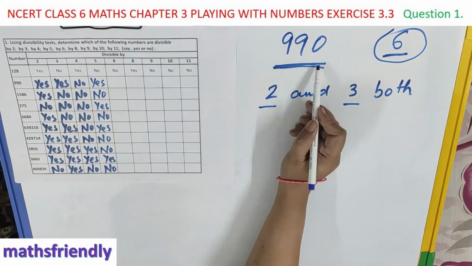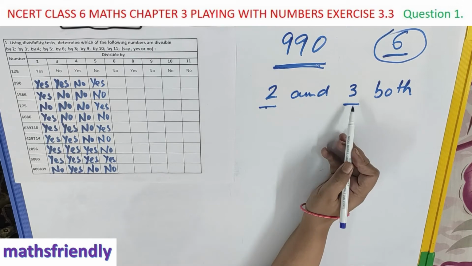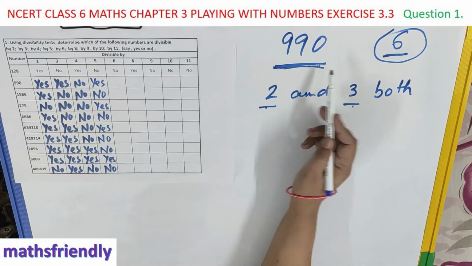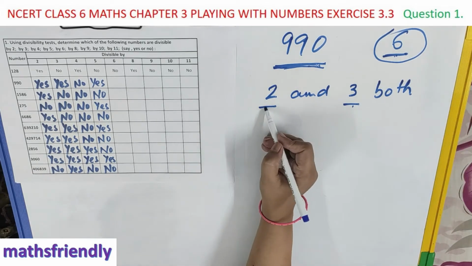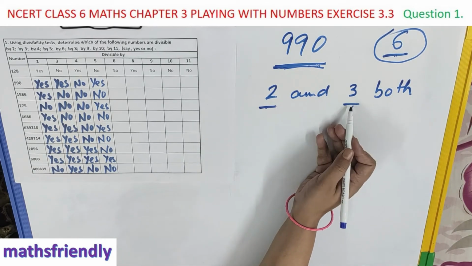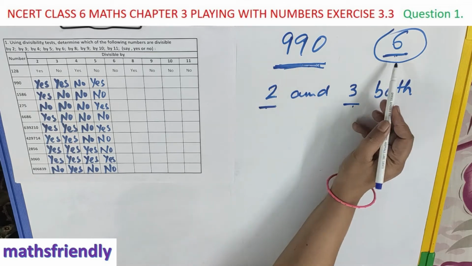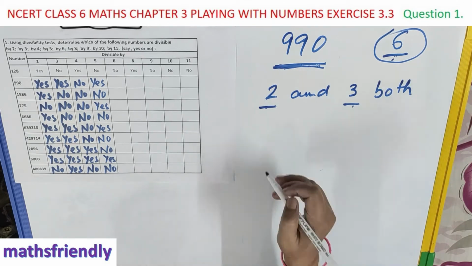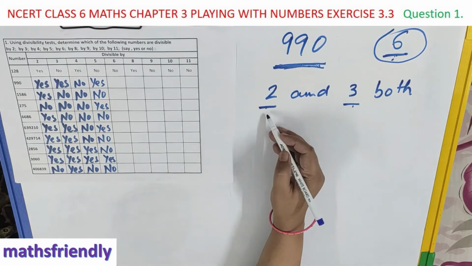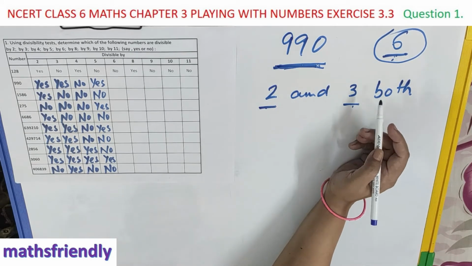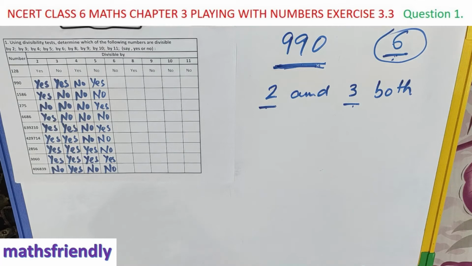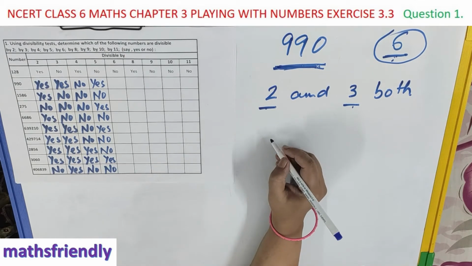If this number is divisible by both 2 and 3, then we can say that yes, this number is divisible by 6 also. Suppose if a number is divisible by 2 but not 3, then that number will not be divisible by 6. Suppose if a number is divisible by 3 but not 2, then that number will not be divisible by 6. For example, I'll take a small example so that you can understand it.